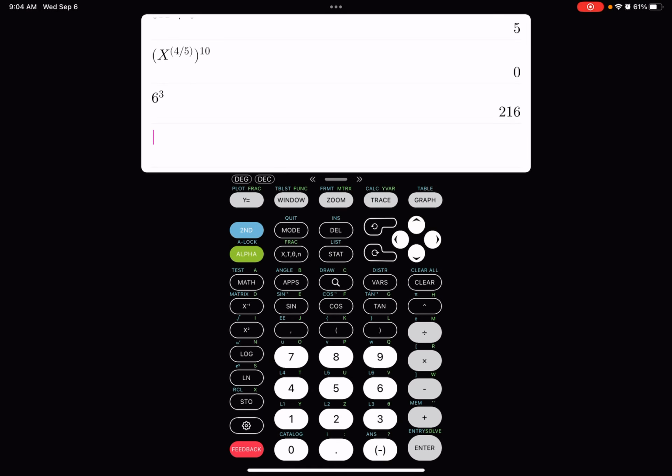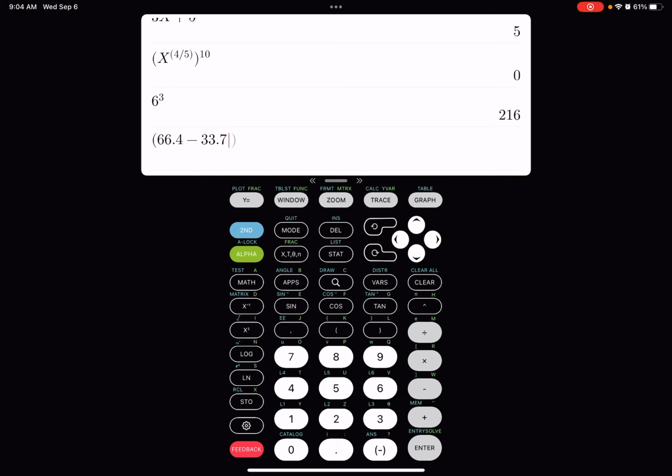To show you, with my calculator I would do parentheses, and I would do that first bit, the 66.4 minus the 33.7. Close the parentheses. There's my top. And then divide it by, now in parentheses again, my denominator, 11.2 minus the 3.3, close parentheses. There's my final answer, and now I round to 2 significant digits.